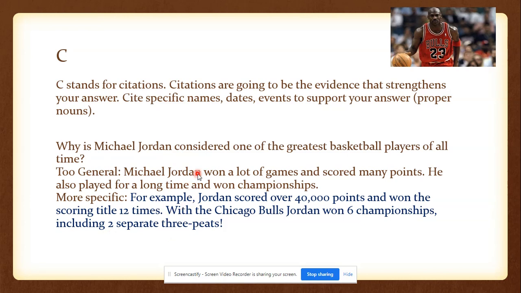So look at the difference here. This more specific example has evidence. It has specific names, Chicago Bulls, specific events, 6 championships, specific numbers, 40,000 points, scoring title 12 times. Now, it depends on what question you get, but regardless of what it is, each time you're going to need specifics, okay? Most of the time, when we do something in class about geography, the specifics will be in whatever it is you've read or watched.